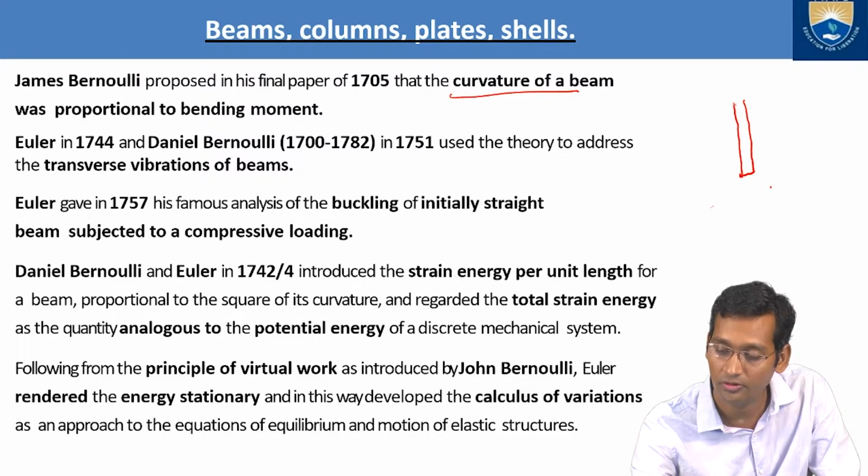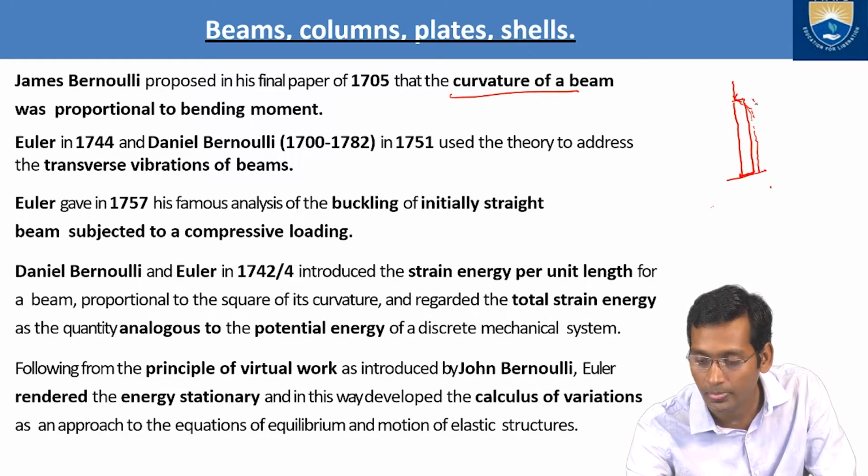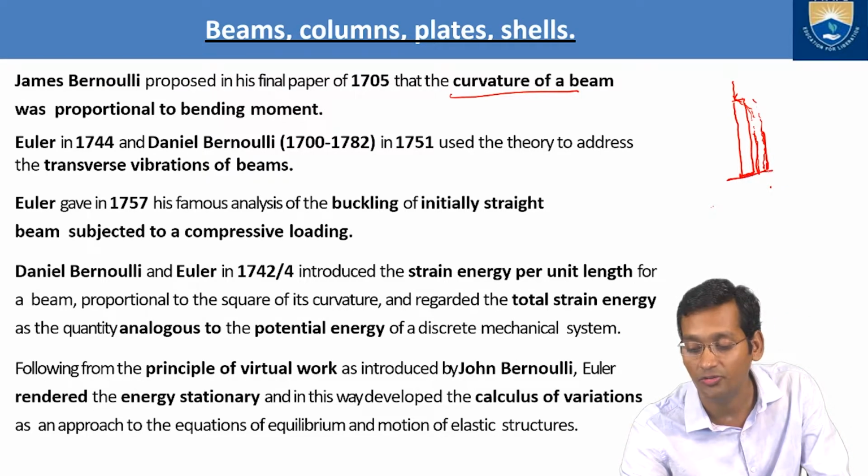Suppose this is the beam and we are applying force from this side and keeping this fixed, then what happens? This will bend like this. Up to this it will be straight, and this will be bent like this. Right. So from here, this will be straight. Only this part will bend, if from here it's fixed.